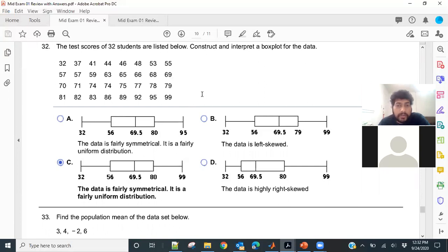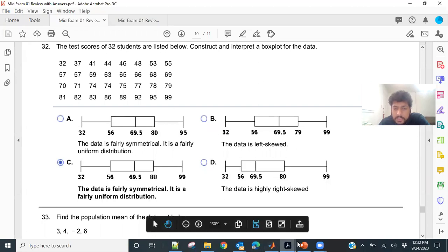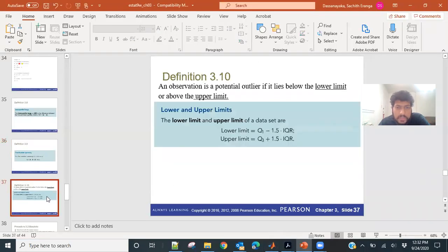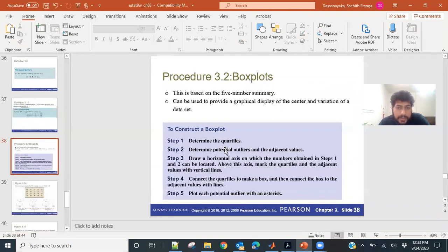So after that, you can draw this box plot. In this box plot, let me go to the box plot. I'll come to this part later. Box plot. See, determine the quartiles, potential outliers. Just forget about outliers for a moment.